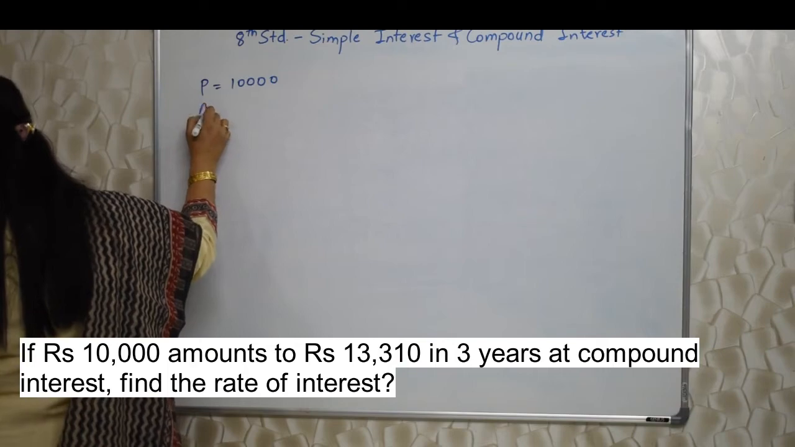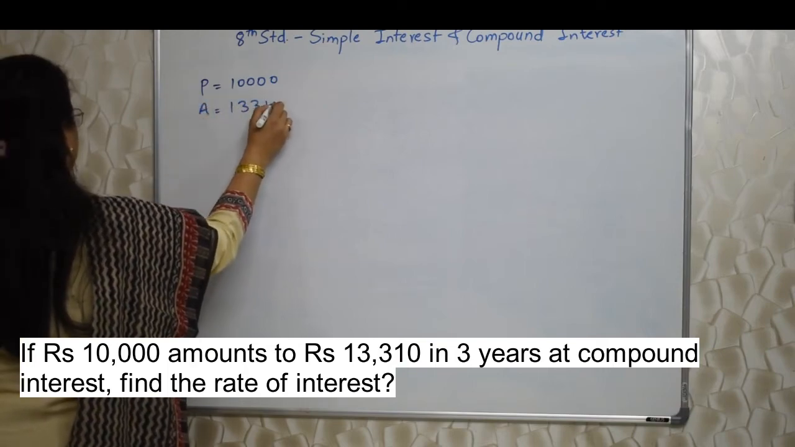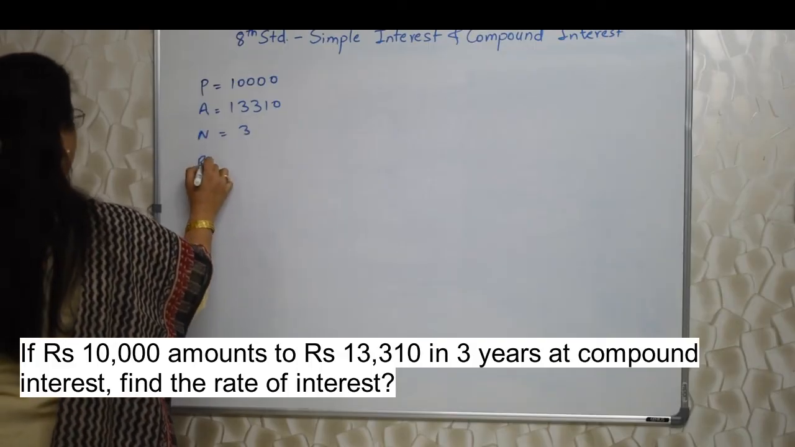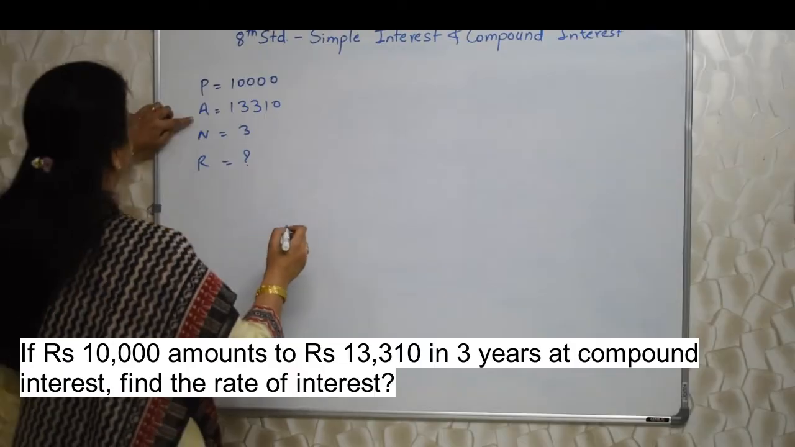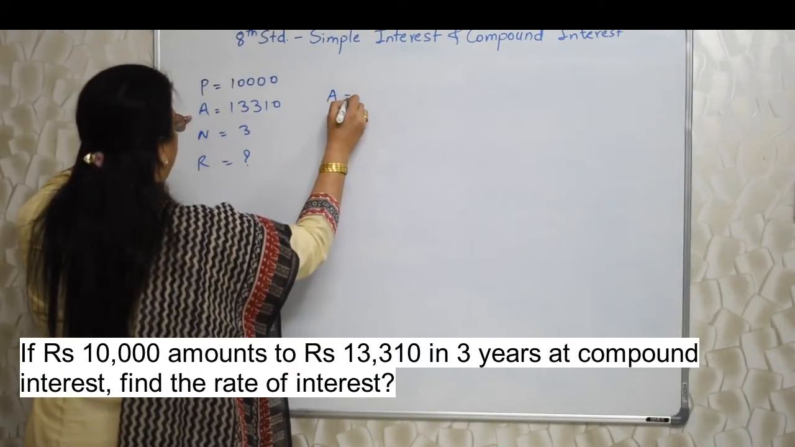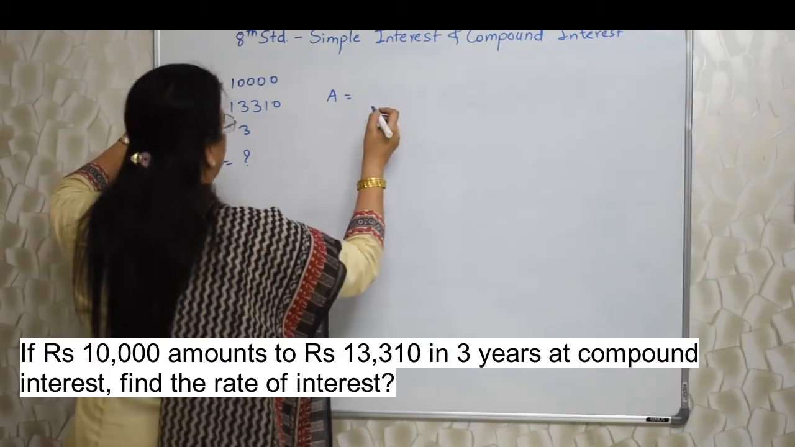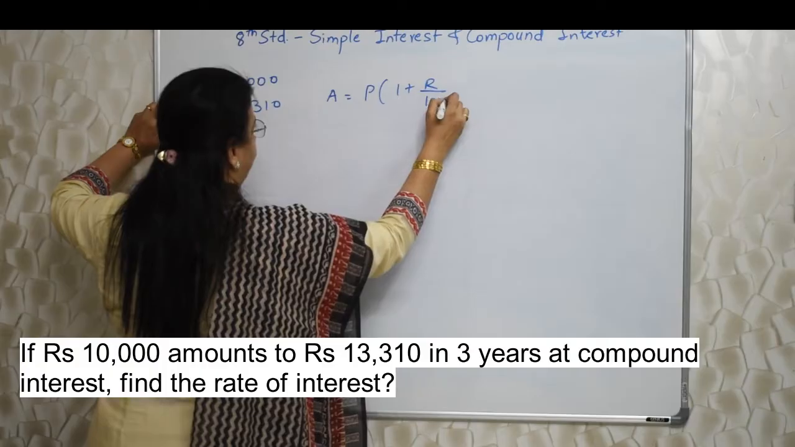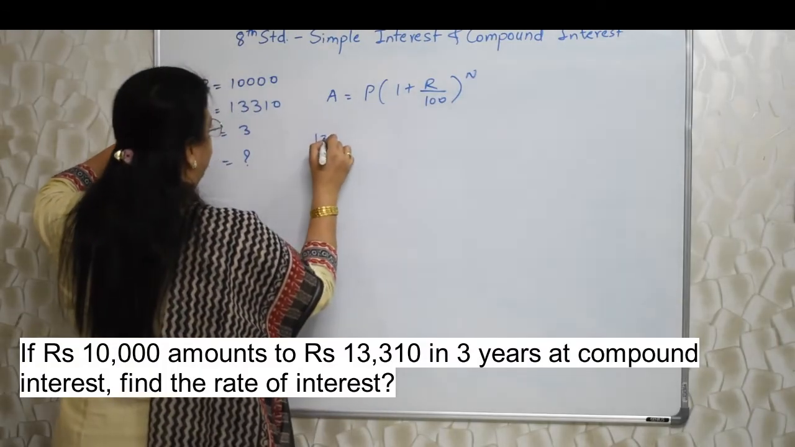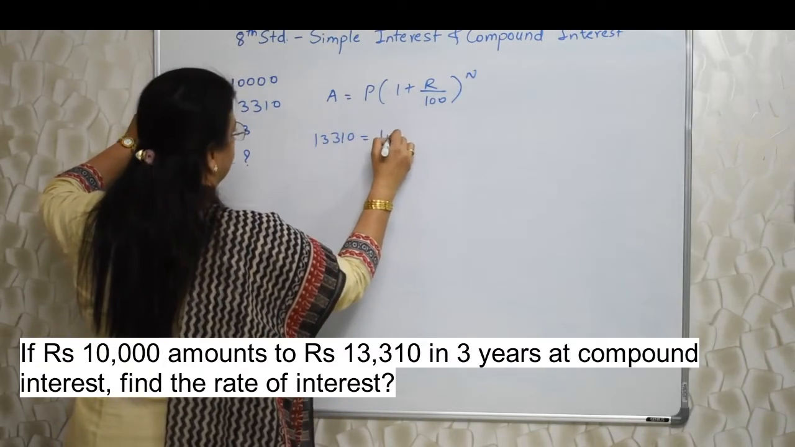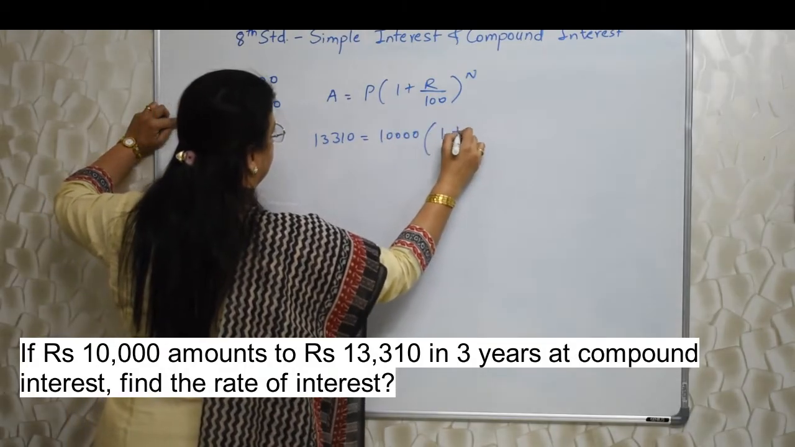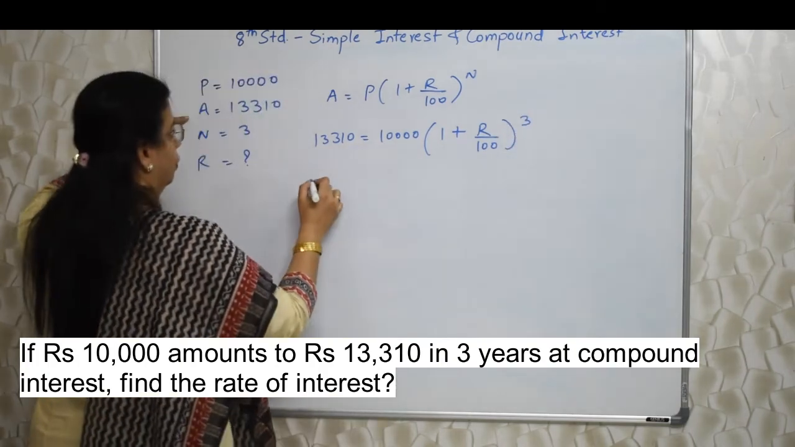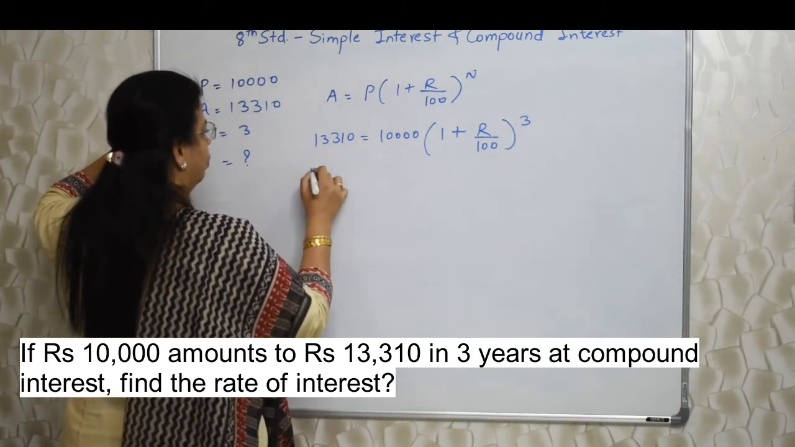Then amounts to 13310. N is 3 years. Rate they are telling us to find out. Since they have given the amount, we will use the formula of amount. No need of the compound interest formula. Just write down the formula first. Substitute the figures or values. R we need to find out, so we don't know R. N is 3. Okay. First bring this 10,000 here.